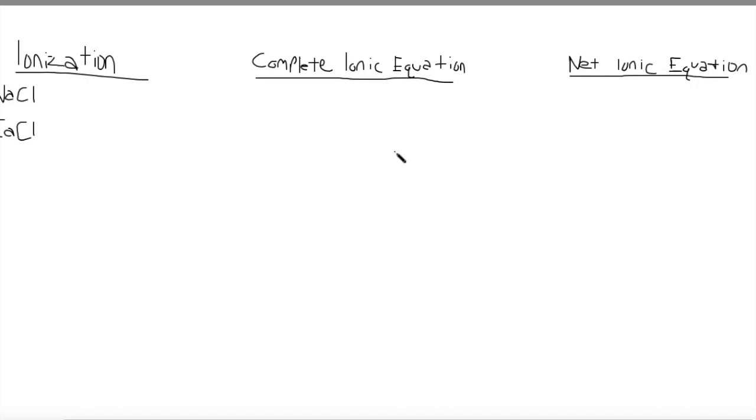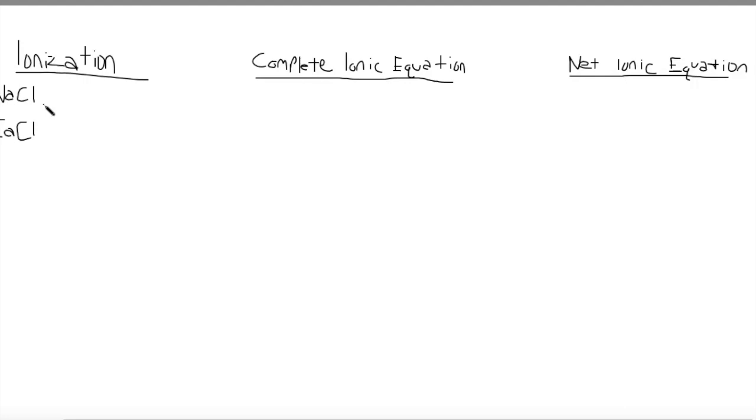So now I'm going to talk a little bit about ionization, complete ionic equation, and net ionic equation. So ionization is the process of a soluble ionic compound breaking up into its component ions. Soluble ionic compounds will ionize, insoluble ionic compounds will not. So let's take a look at sodium chloride, for example.